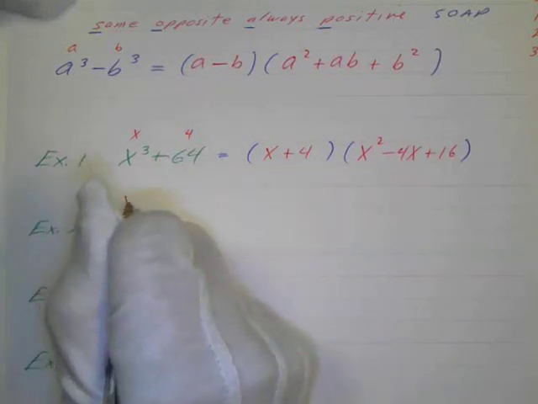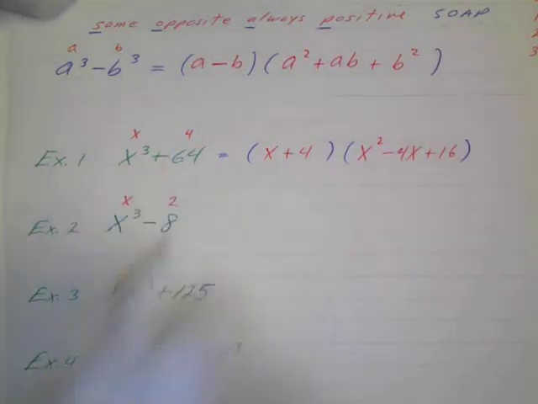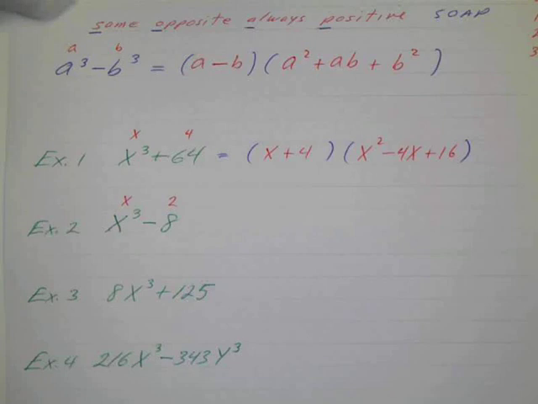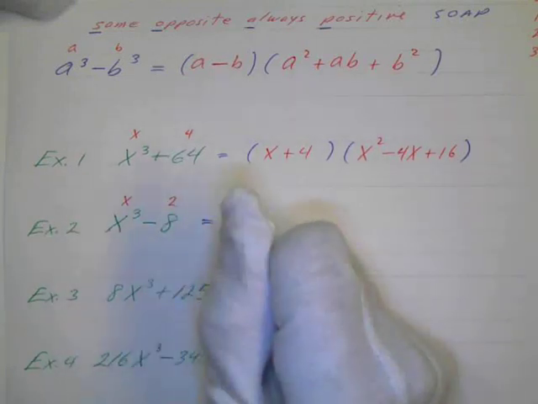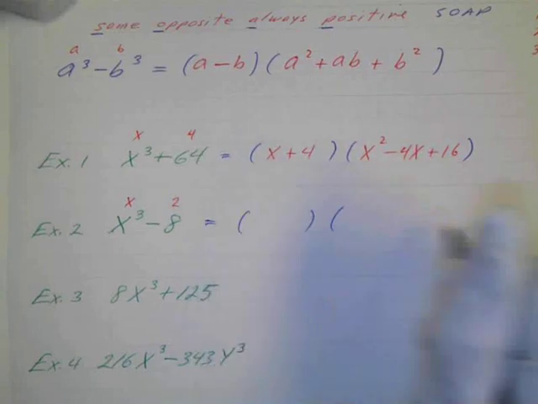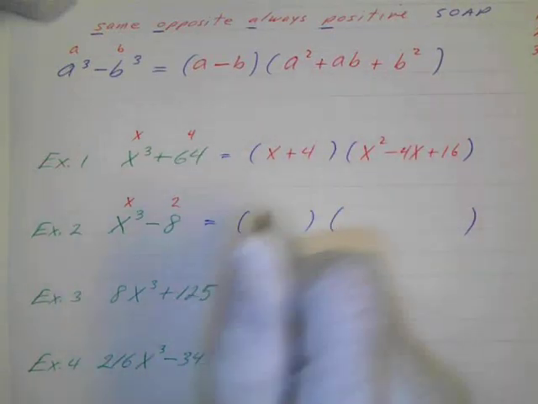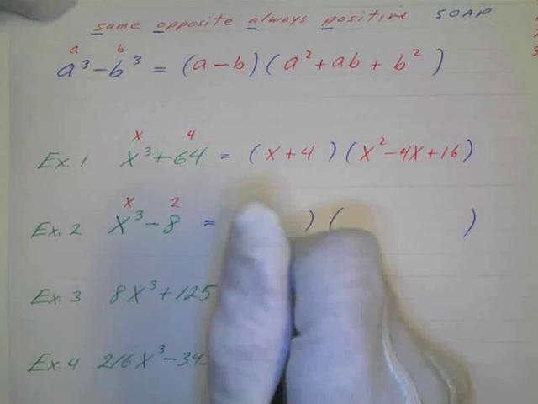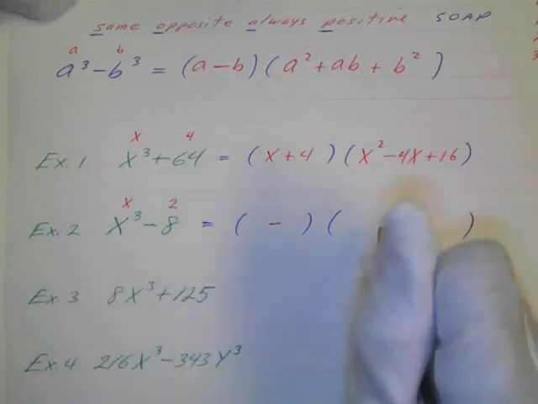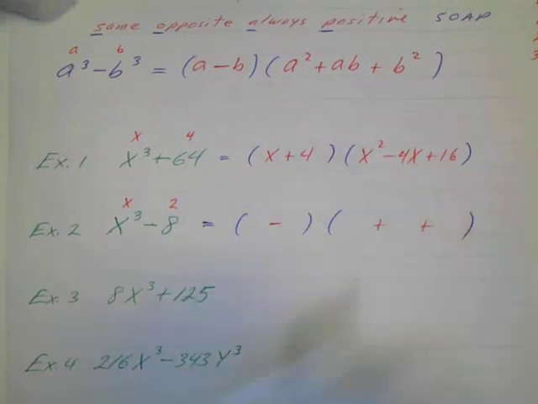Again, the cube root of x cubed is x, and the cube root of 8 is 2. So I know that this will multiply to be the product of a binomial times a trinomial. So I'll write my binomial and a little bit more room for my trinomial. Then I'll put my signs in. And I know this is going to be the same, so this will be negative. Opposite, always positive.